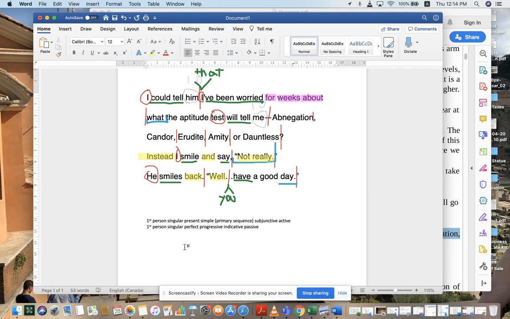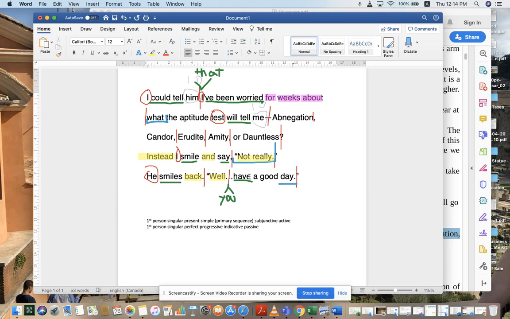Now, if I use something like, "I could tell him I was worried," that means I'm not worried now. If I tell him I had been worried using the pluperfect, it means that sometime in the past there was a moment where I had been worried. So using a perfect is excellent here by the author, because it gives you that image of the person worried about something up until this moment.